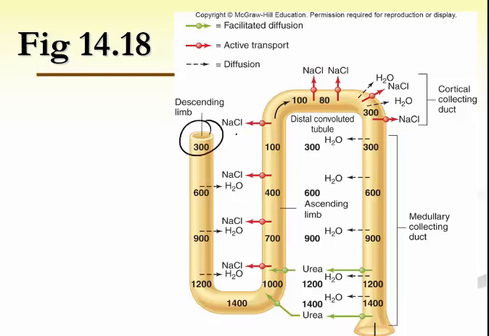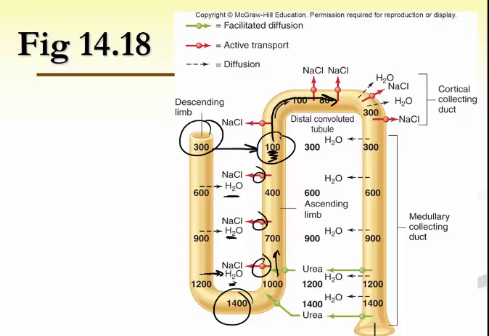Leading into the loop of Henle, we have 300 milliosmolar concentration. We're going to reabsorb water on the way down, reaching a concentration of about 1400. As we come back up, we are going to be doing active transport to bring sodium out of that filtrate and back into the peritubular capillaries. And as we reach the top of the loop and begin to enter the distal convoluted tubule, we measure 100 milliosmolar. So a net dilution from start to finish.